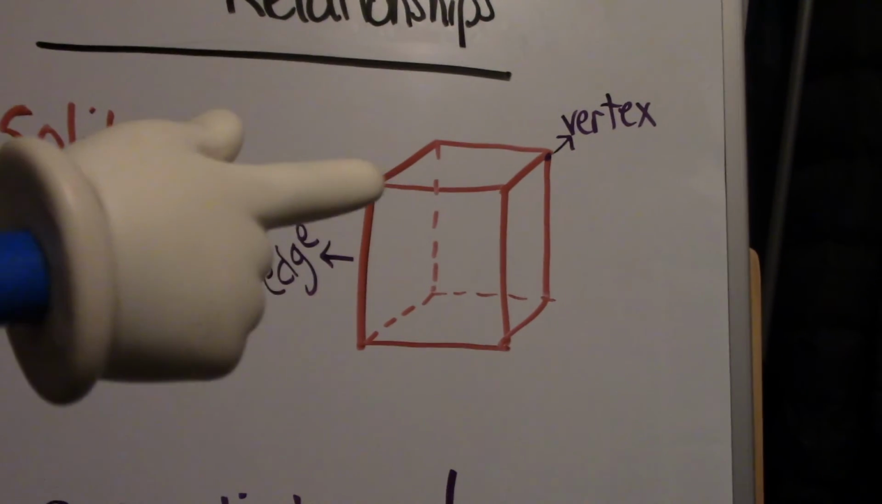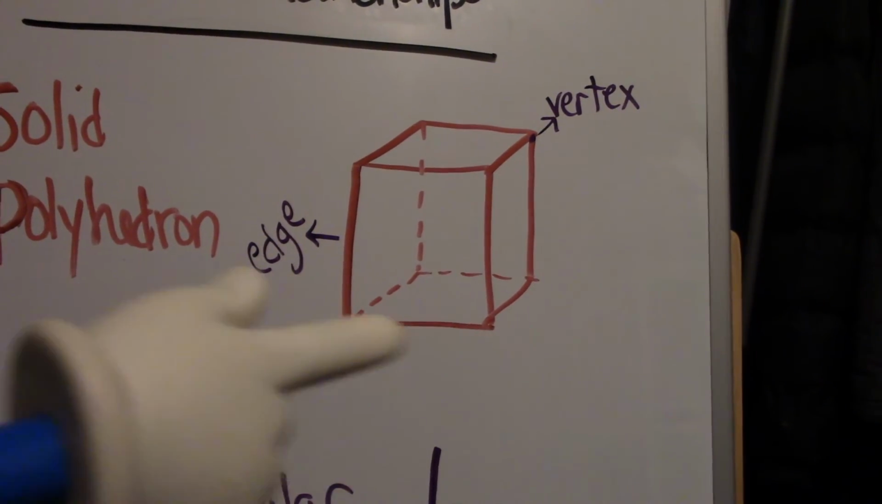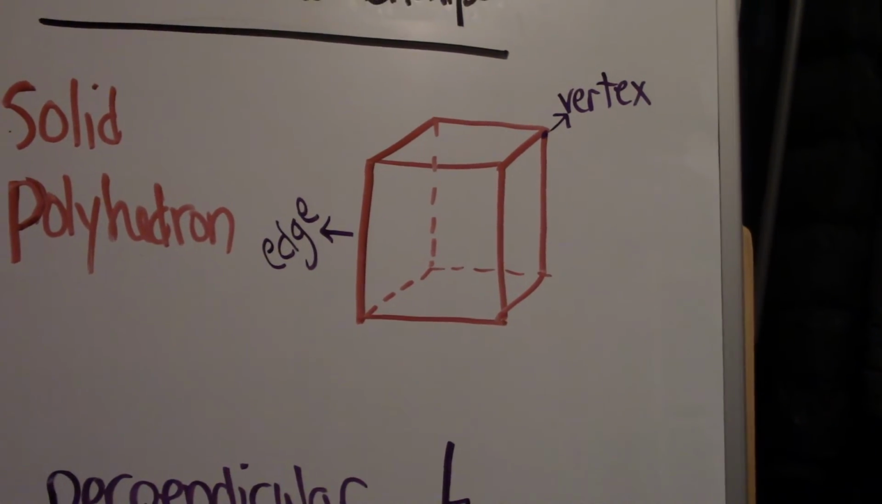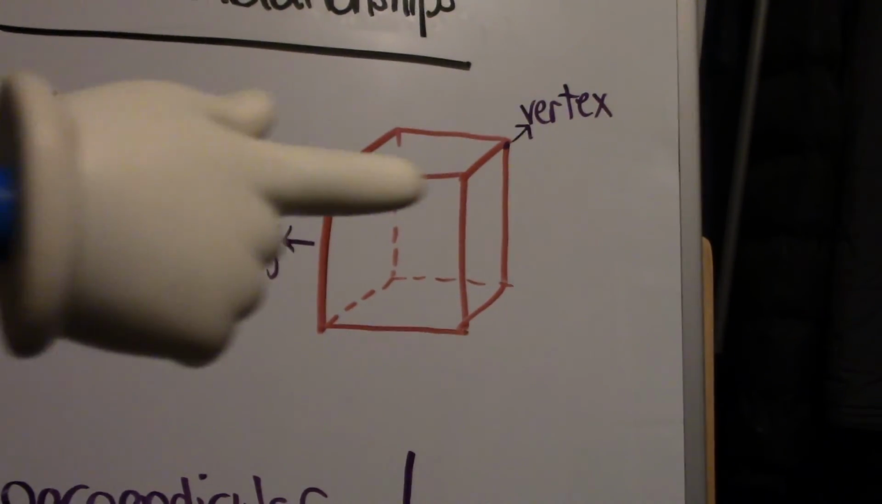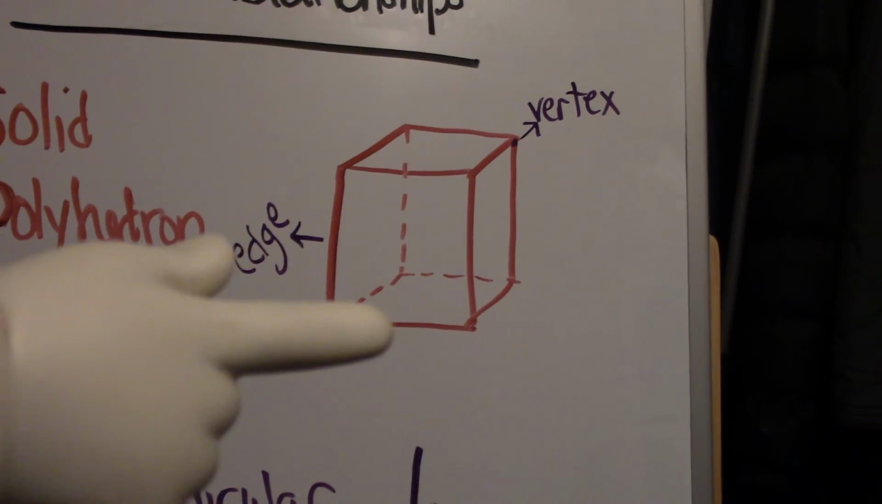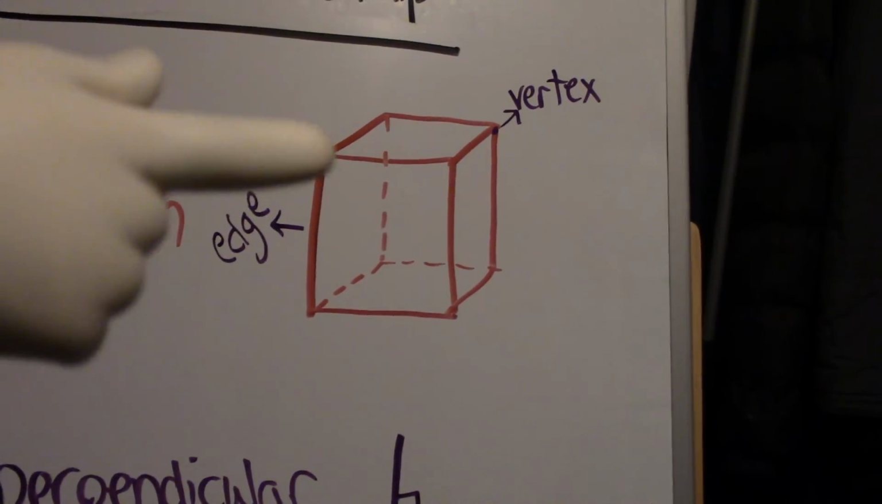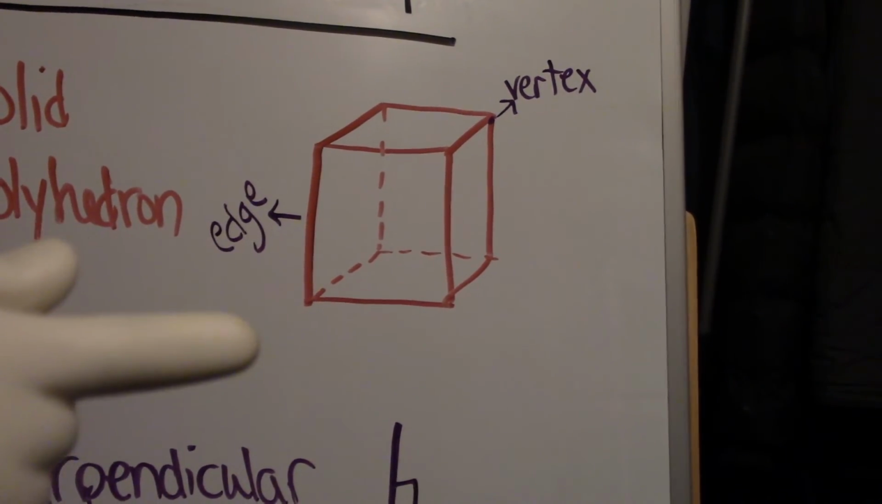So if I was looking up here, this edge that I'm following right now and this edge at the bottom, they would be perpendicular. But if I looked at this top edge that I'm pointing to right now and the bottom edge, they would be parallel. They are in the same plane. They're in the front of the box. But those two edges would never cross each other. So they are parallel edges.